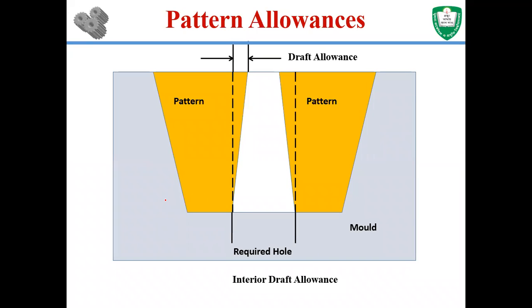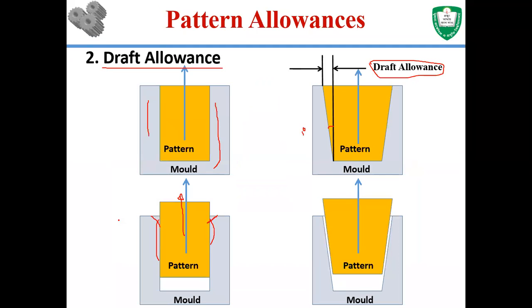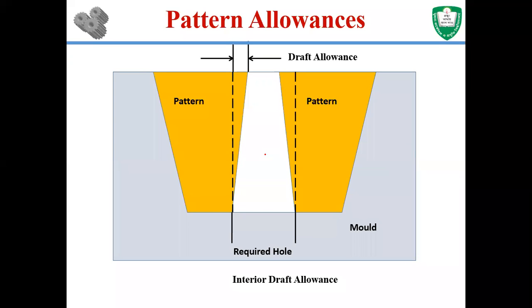Okay, so the next one, the first one is the exterior allowance. This is the exterior allowance if you increase the dimension on the exterior side. But what happens when the sand is inside? If there is a hollow shape and sand is in this region, then on the outer side you provided the exterior draft. This is an enlarged view. This draft is not that much. It's very small, like 1 degree, or sometimes less than 1 degree.